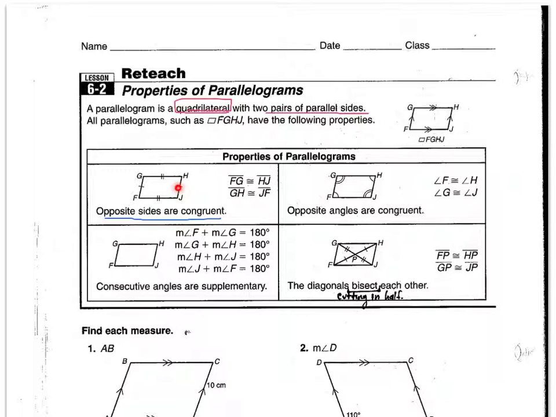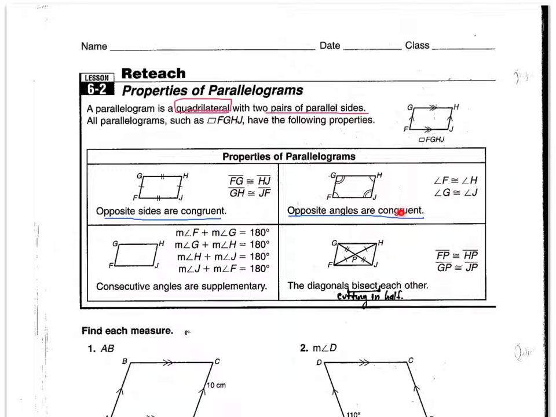Second property, let's underline or highlight: opposite angles are congruent. Opposite angles, highlight these two. These are opposite angles, and a single mark means they're congruent. These are opposite angles, double mark are congruent. So this is the second property. If you have opposite sides congruent, like this one, then the quadrilateral is a parallelogram. If you have opposite angles congruent, then the quadrilateral is a parallelogram.